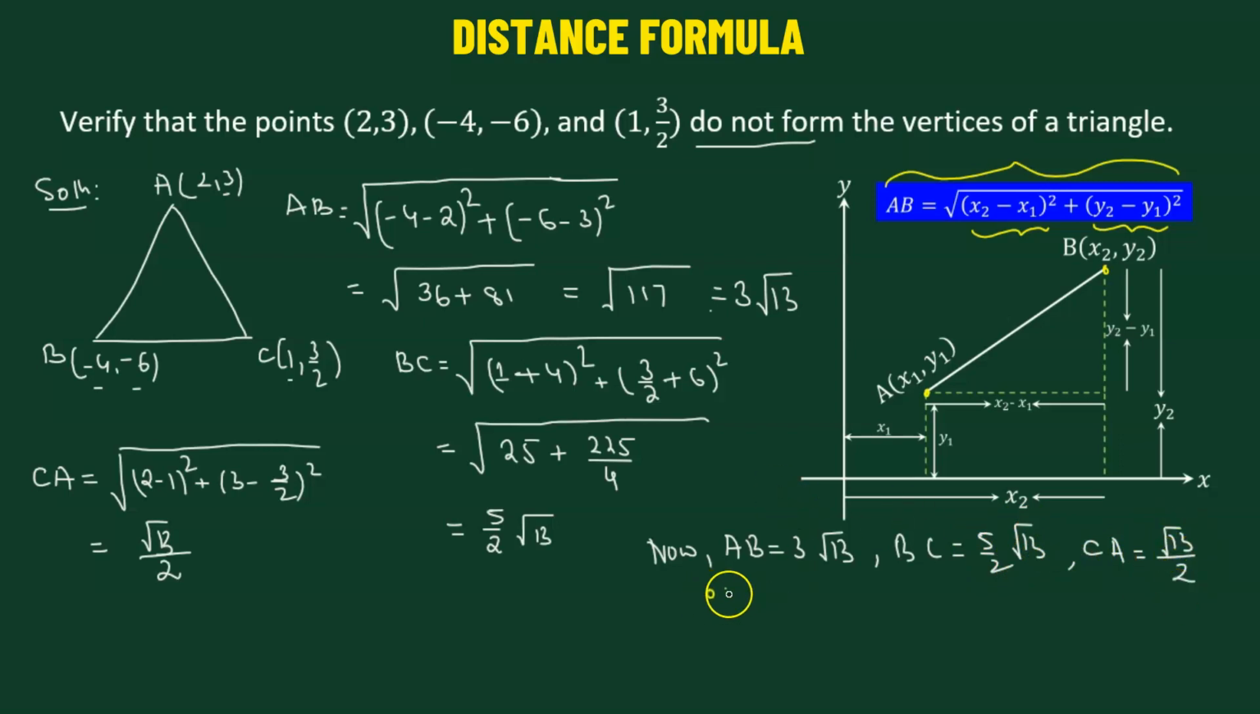Now clearly we are getting a relationship here. That means AB equals BC plus CA. And since AB equals BC plus CA, this only tells us that the 3 points are collinear. That means A, B, C, the points are collinear in nature. And if they are collinear, that means they cannot form a triangle. Therefore, we have successfully shown that the points A, B, and C cannot form the vertices of a triangle, hence proved.